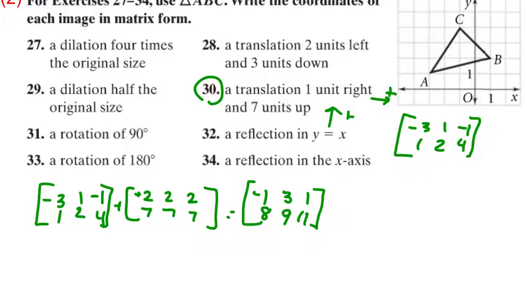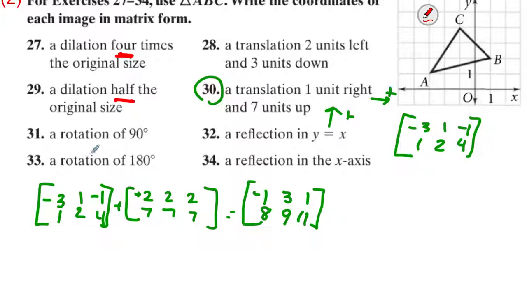Okay, and then we need to look at the other kind. 27 and 29 are dilations, which means the shape is changing. Either it's enlarging or it's reducing. If the number is greater than 1, enlargement. Less than 1, it is a reduction. So for 27, you would multiply every element within that matrix by 4. And then for 29, you would multiply it by a half.